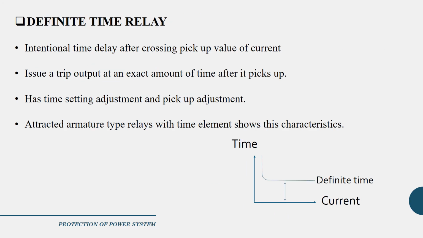Definite time overcurrent relay. In this, the word definite suggests that an intentional time delay is provided after crossing the pickup value of the current. Here, a trip output is issued at an exact amount of time after it picks up. Therefore, it has a time setting adjustment and a pickup adjustment. Attracted armature type relays with time element show such type of characteristics.